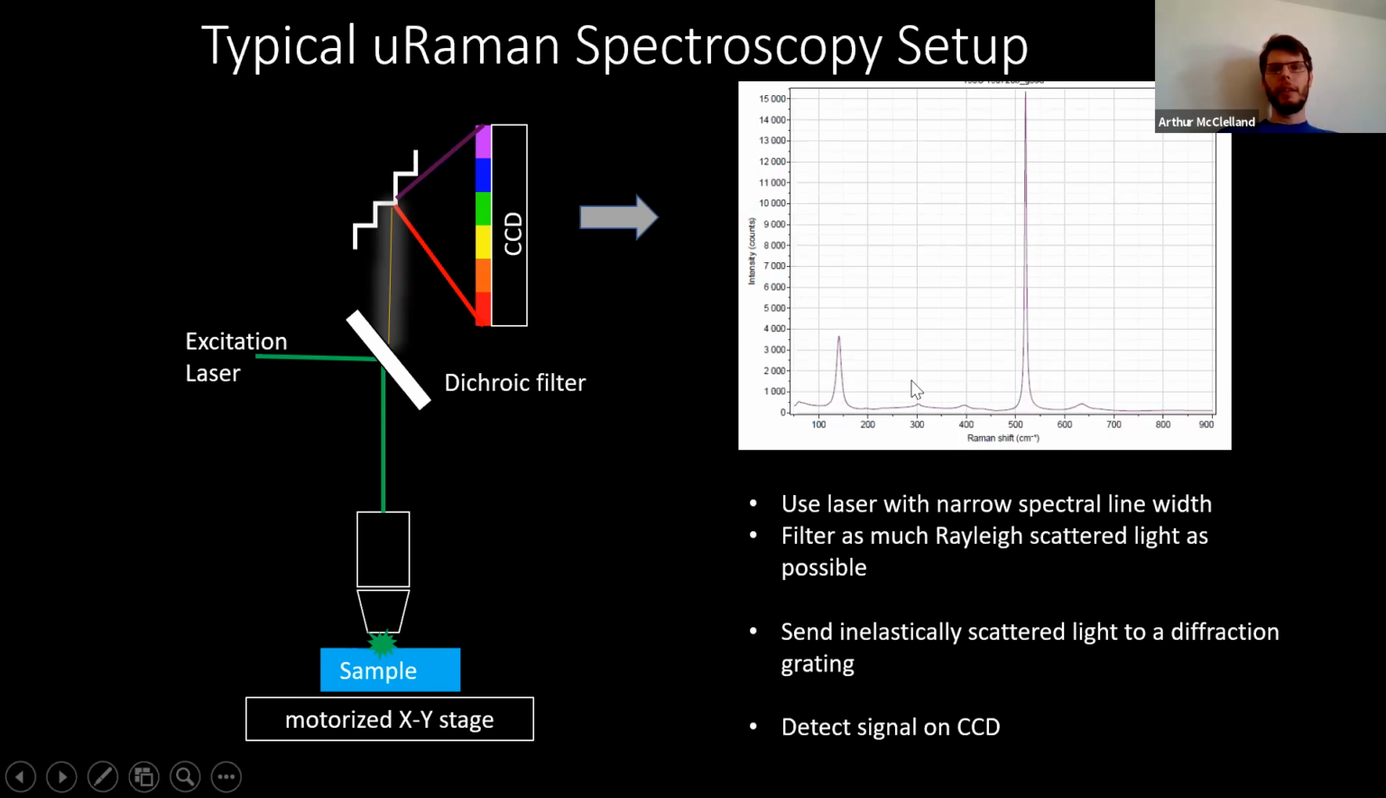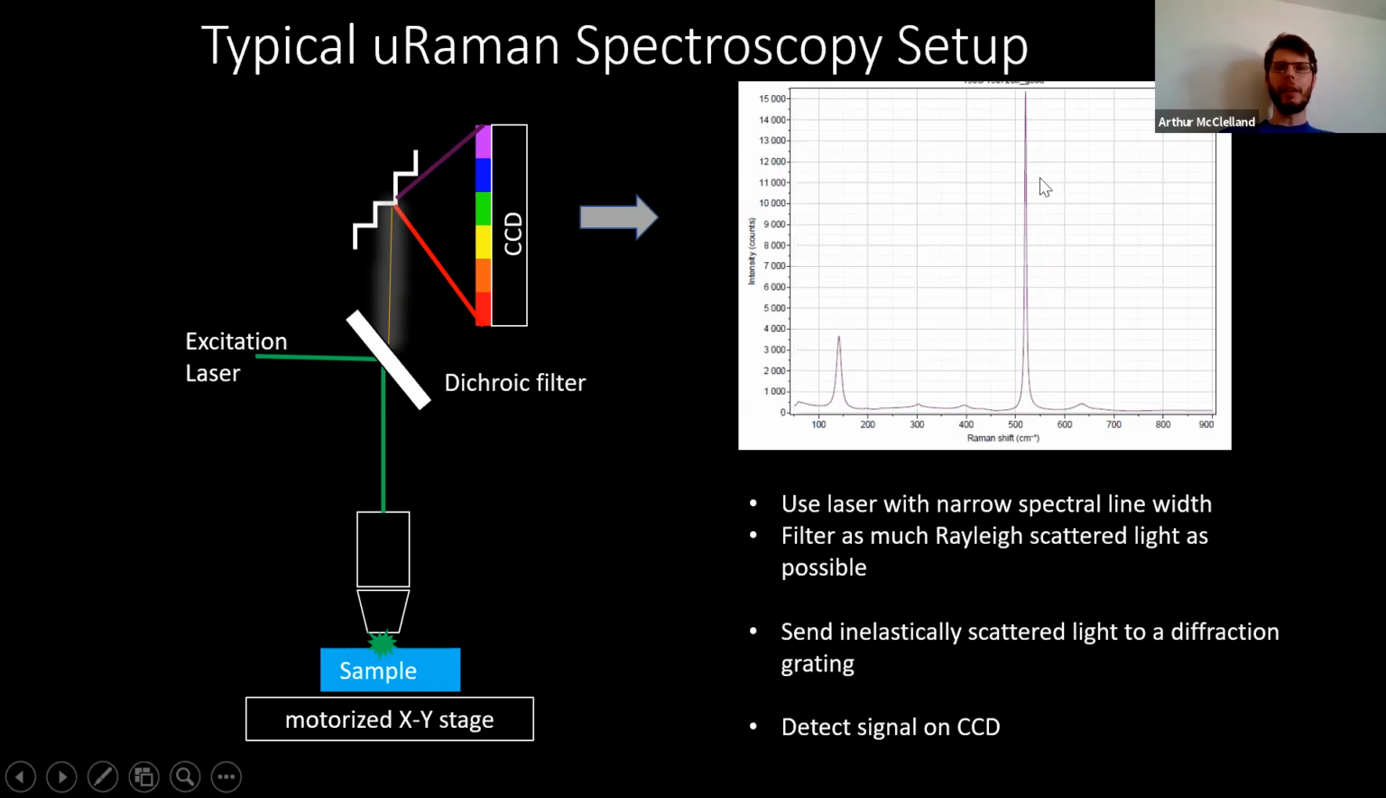So the molecular vibration is encoded on this x-axis. Here is titanium oxide stretch. Here's silicon stretch. I happen to take this spectra, so I happen to know what these are.